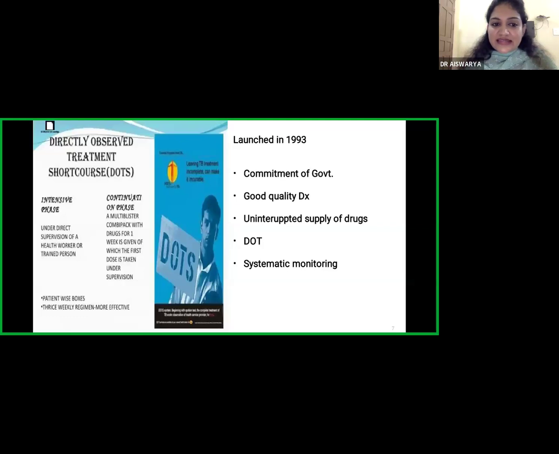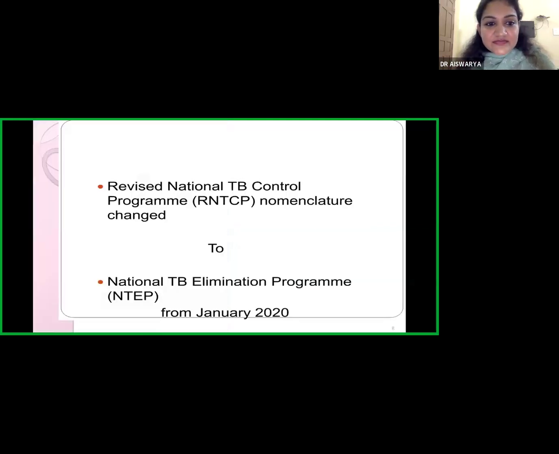And the next. Recently in 2020, the nomenclature for this RNTCP has changed to National TB Elimination Program, or NTEP, because previously we were aiming at controlling TB. Now we are aiming towards eliminating TB. That's why there's a change in the nomenclature recently.